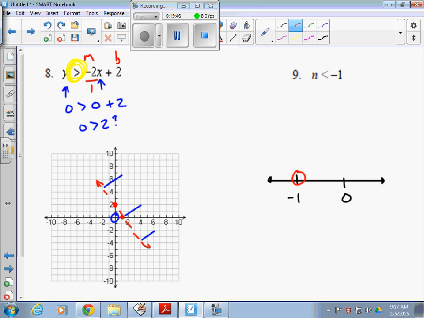This tells us, just like with the lines we were just doing, if it's going to be a colored in bubble or not. That doesn't say or equal to. That means don't count the bubble. That means don't shade it in. Leave it open. The variable is first, it's pointing that direction. So you're going to shade that direction, and n is less than negative 1. Or all of your smaller numbers are that way is another way to look at it.